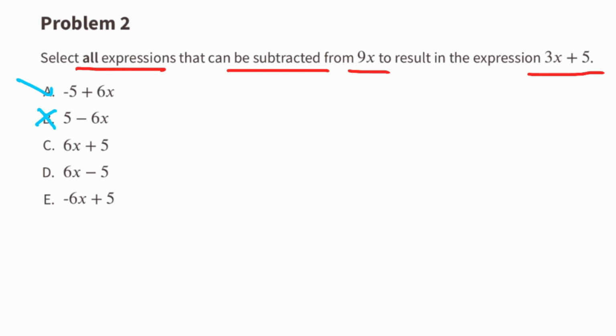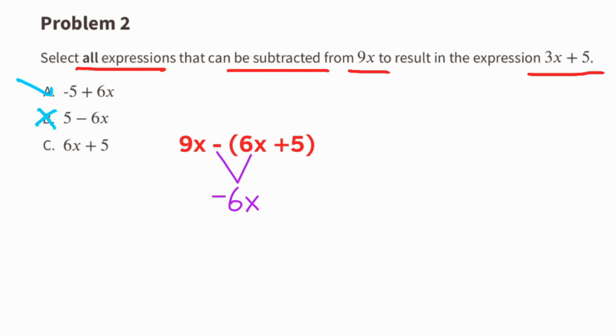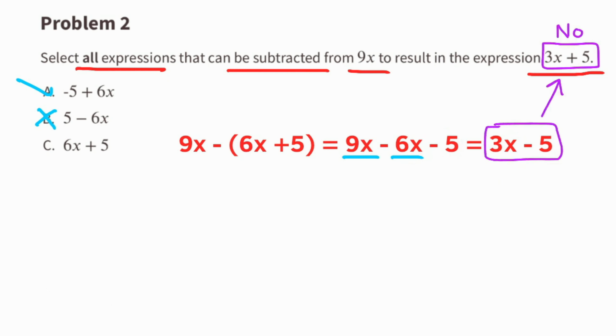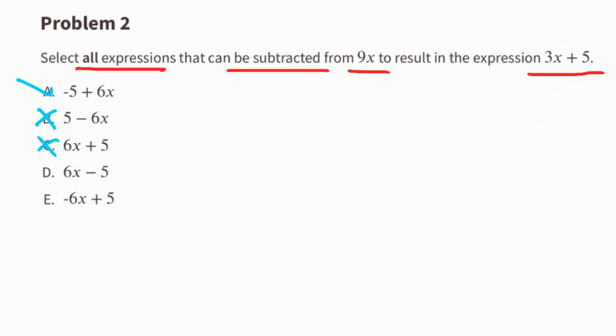C. A negative times a positive is a negative, and a negative times a positive is a negative. So now this expression reads 9x minus 6x minus 5. There are terms with x's and there are terms with no x's, so let's combine the like terms. 9x minus 6x is 3x. So now the expression reads 3x minus 5. And since 3x minus 5 is not the same as 3x plus 5, then no, this expression is not equivalent to the original expression.